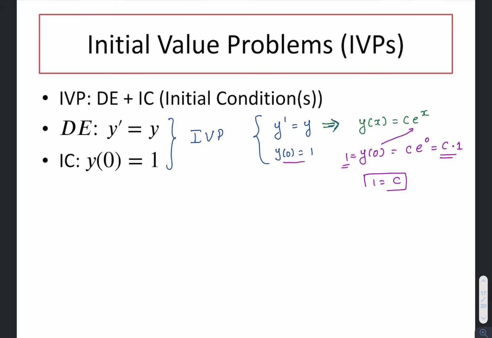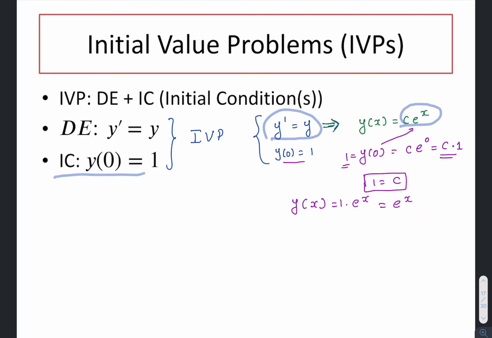And so therefore, although this differential equation in and of itself has a solution, one parametric family of solutions c e to the x, combined together with an initial condition, the solution for this problem, not for the differential equation but for the initial value problem, is y of x equal to 1 times e to the x. So therefore, we can say e to the x. And that's it. We have only one solution for that. We don't have any other solution for this one.